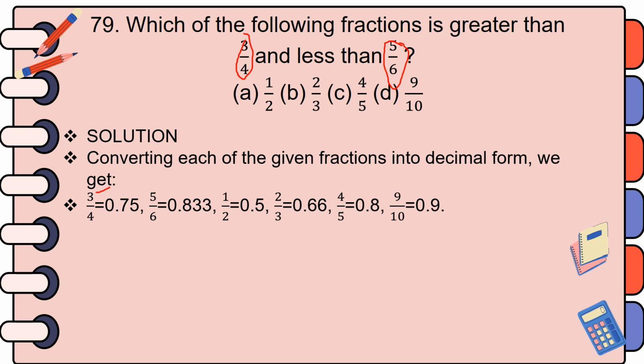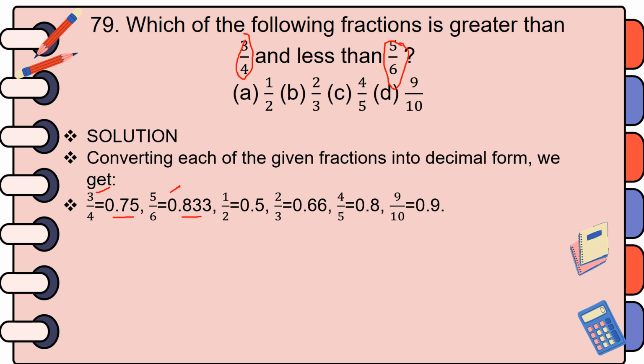3 over 4 means 0.75. 5 over 6 means 0.833. Divide each one and you get the decimal form of the fractions. So 3 over 4 is 0.75 and 5 over 6 means 0.833. So you are going to find out the fraction that is in between 0.75 and 0.833 among the choices that are listed here.